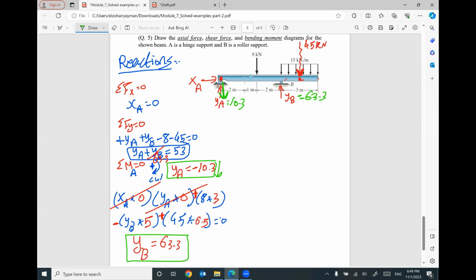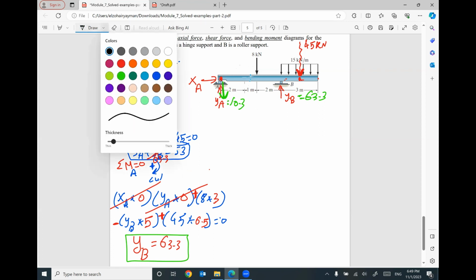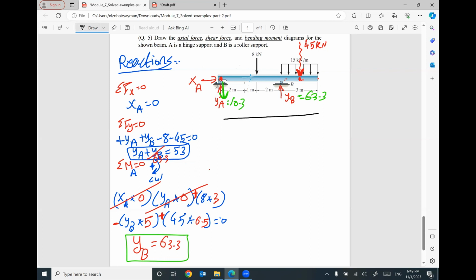Very important. Let's start to draw 3 diagrams: one for the axial force diagram, one for the shear force diagram, and one for the bending moment diagram. The first very simple question: do you have any force parallel to your beam? We have only XA equals 0. So your axial force diagram will be 0.